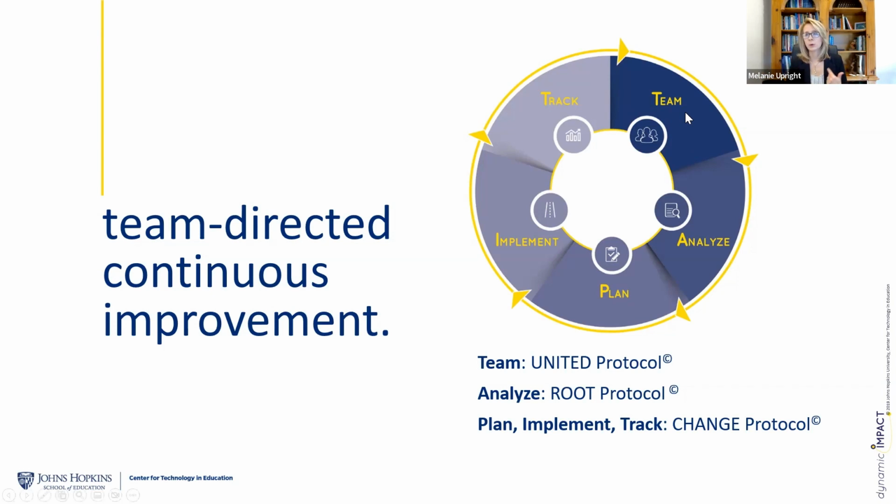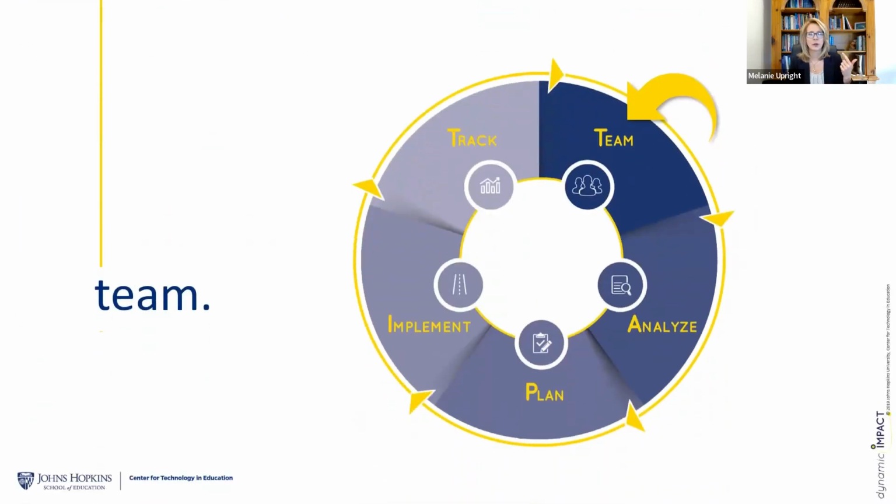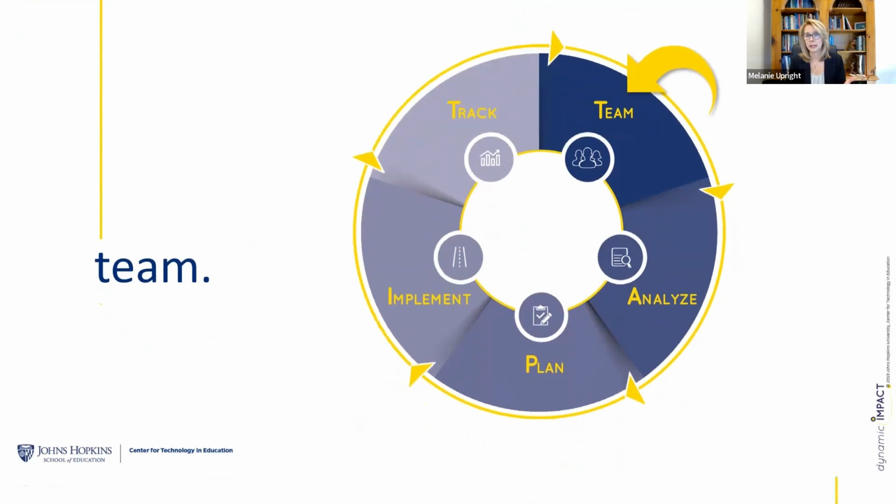In team, they work with the United protocol. In the analyze stage, they work with the root protocol to help them with data analysis. And then in plan, implement, track, they're engaging with the change protocol. And so over time, what you see happening is they begin to understand the systematic process of what continuous improvement is. So the first step then, every cycle of continuous improvement begins with team.